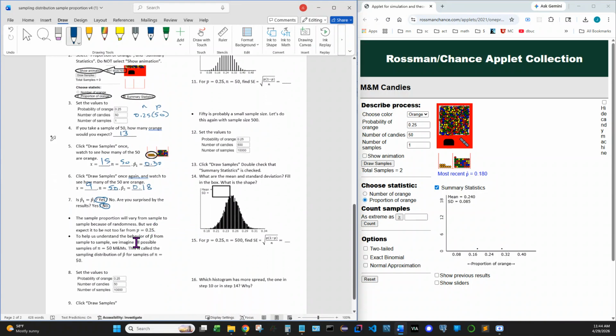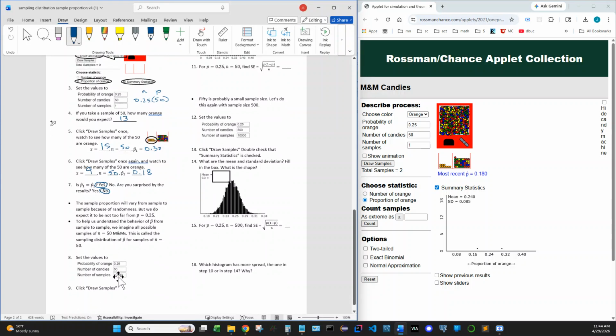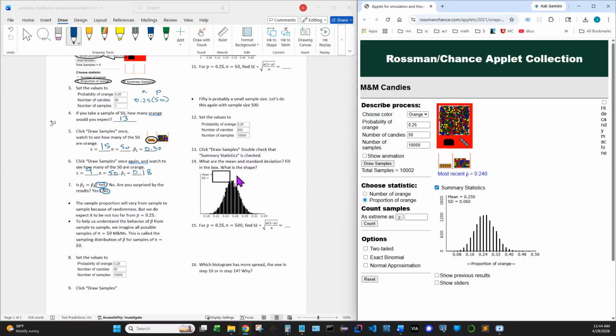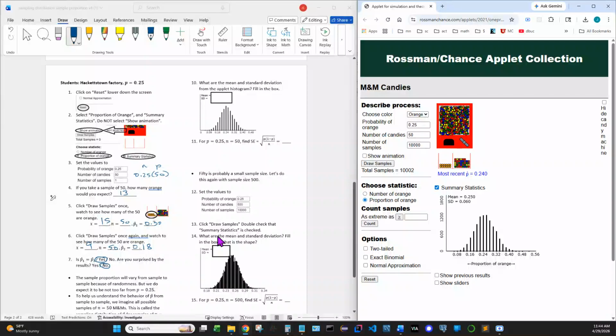So to help us understand the behavior of p hat, let's do more samples, right? So instead of just 2 samples, let's do 10,000 samples. So we're going to go 10,000, and we hit draw samples. And now we have so many dots there, they become solid bars. Okay. What are the mean and the standard deviation for this graph here?